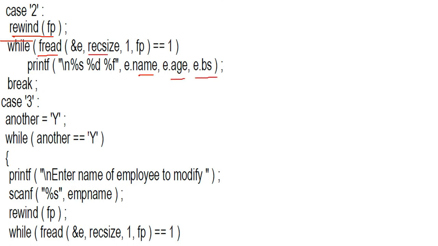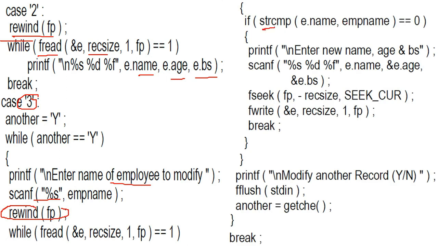Now you want to modify the record. We have case 3. You just have to enter the employee name to modify. Scanf in this employee name. Rewind the FP to start from the first, and try going through and comparing that EMP name which has been entered with the E name in all the records. If you find one, then you have to change it accordingly. Now this fseek is just taking you to the previous record, with SEEK_CUR. If this is SEEK_CUR minus REC, it will take you to the previous record, and now you write it.